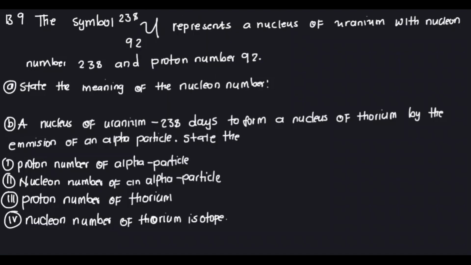Okay, so now we move on to question 9, the last one for section B. So B9, the symbol U, uranium, with a mass number of 238 and the atomic number of 92, represents a nucleus of uranium with nucleon number 238 and proton number 92. State the meaning of the nucleon number. So nucleon number is the other name for mass number. So this question is the same as state the meaning of the mass number.